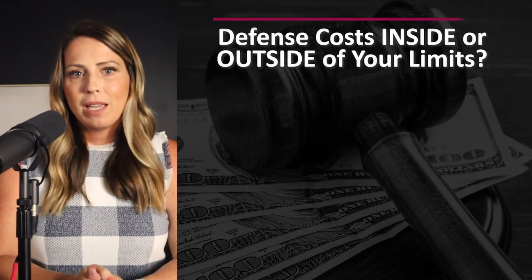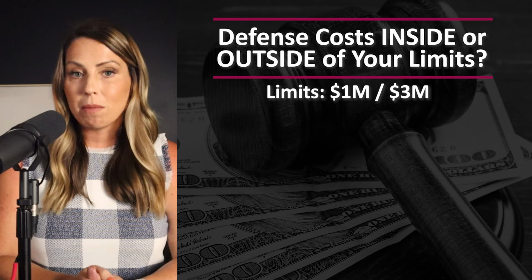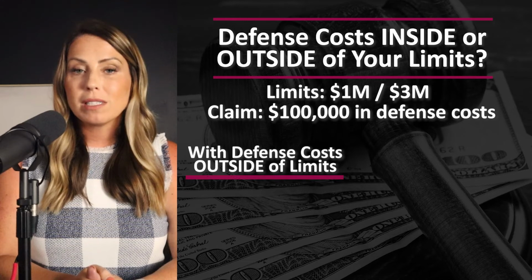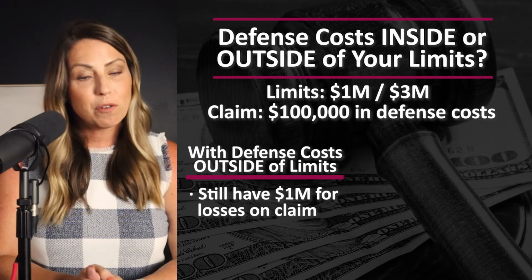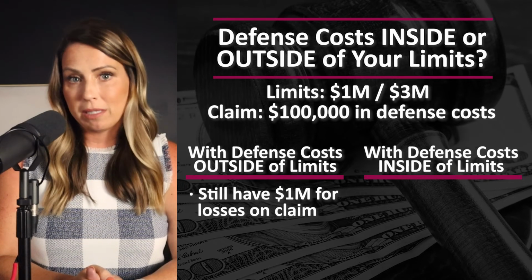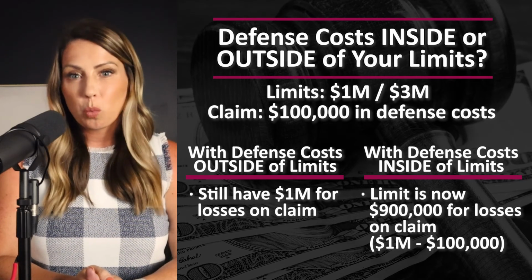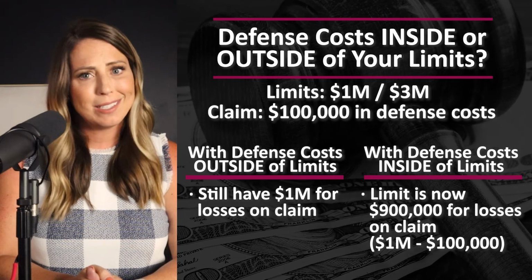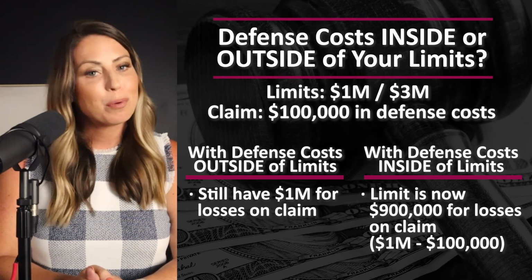So here's an example. If you have a malpractice insurance policy with a $1 million, $3 million limit, and you're involved in a claim that racks up $100,000 in defense costs, a policy with defense costs outside of limits would still give you the full $1 million in protection for any losses on that claim. A policy with defense costs inside of limits would give you a reduced limit of $900,000. So essentially your $1 million limit minus the $100,000 defense costs. Not ideal, right?